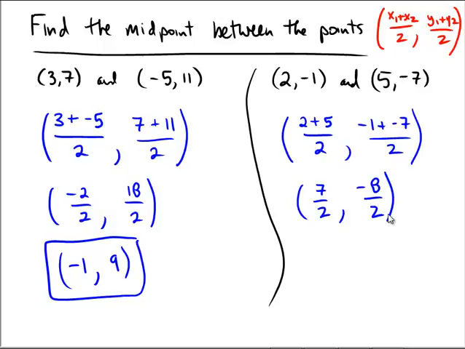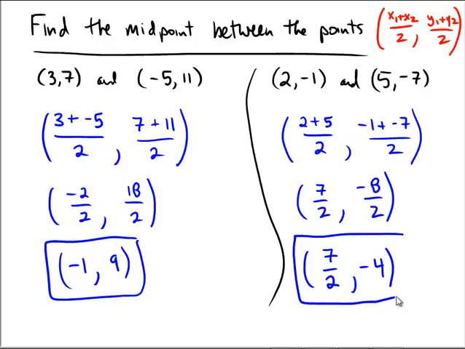Now as I go to the last stage here, 7 over 2 doesn't reduce except into decimals, so I guess you could call it 3.5. But I personally prefer fractions, so I'm going to keep that as 7 over 2. But negative 8 over 2 does reduce, so I'll call that negative 4. So the final answer here is 7 halves, comma, negative 4.